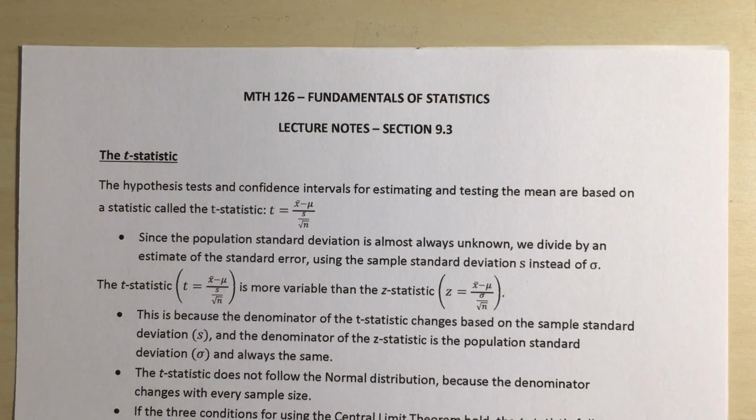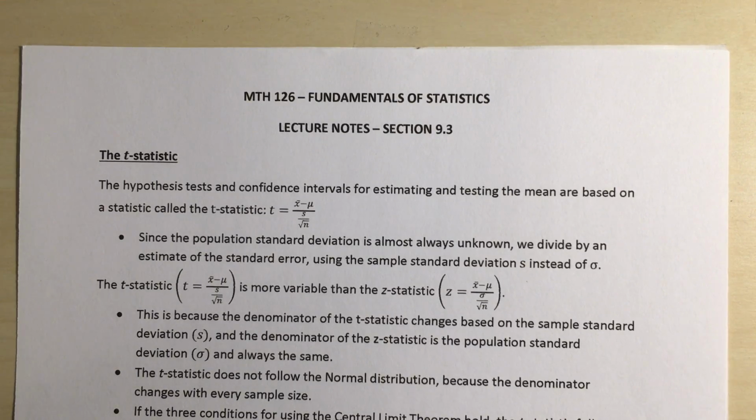So before we get into actually finding our confidence intervals, again, there's one more thing that we really need to define and discuss before we go through that process, and that is our T-distribution and our T-statistic. In this case, the hypothesis test and confidence intervals for estimating and testing the mean are based on a statistic called the T-statistic. It is similar to a Z-statistic, right?